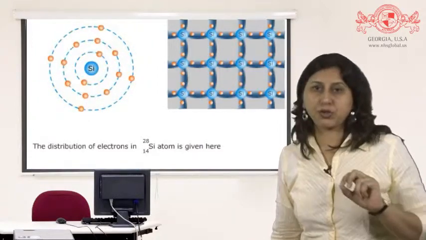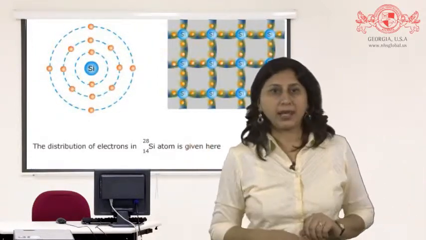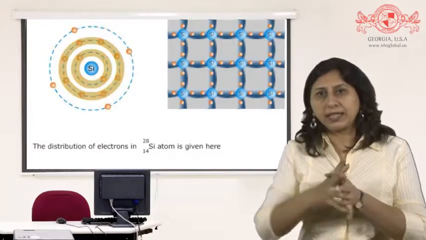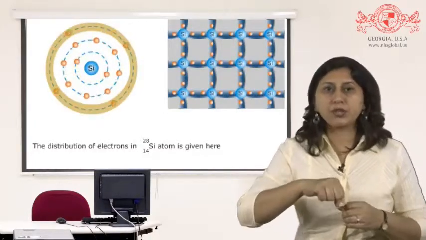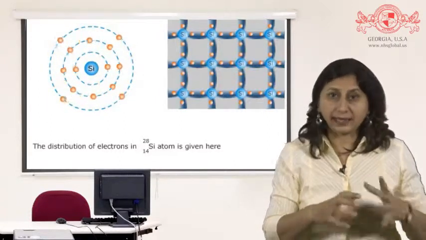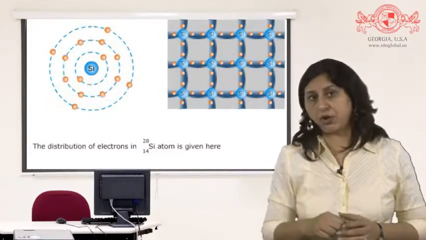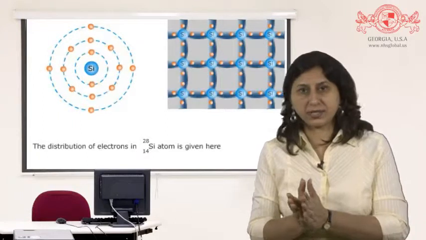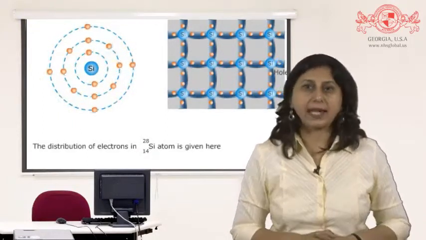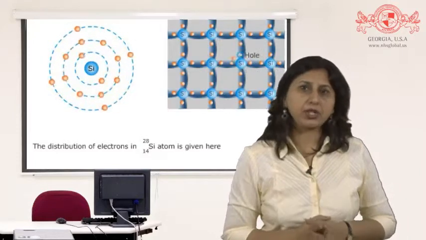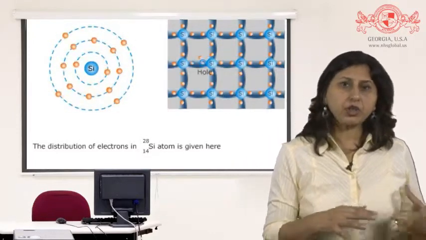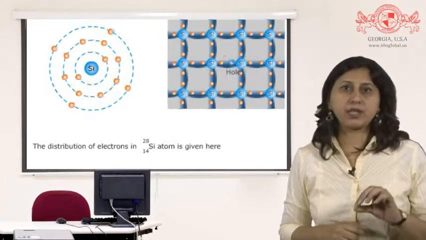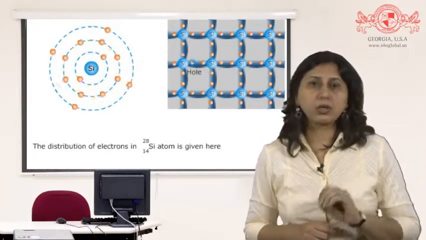The distribution of electrons in a silicon atom is given here. As with germanium, at absolute zero all electrons are tightly held: the inner electrons are bound, whereas the outer electrons are engaged in covalent bonding, which is very strong, so there are no free electrons and the crystal behaves as a perfect insulator. At room temperature, due to thermal agitation, some of the covalent bonds are broken and electrons are available for conduction. The absence of electrons is represented by a small circle called hole.